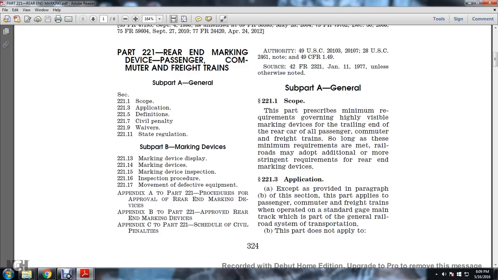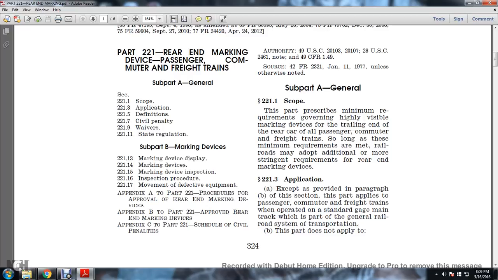Subpart A, 221.1 Scope. This part prescribes the minimum requirements governing the highly visible marking device of the train ending with the rear of the car of all passenger, commuter, and freight trains. So long as these minimum requirements are met, the railroads may adopt additional or more stringent requirements for the rear end marking device.